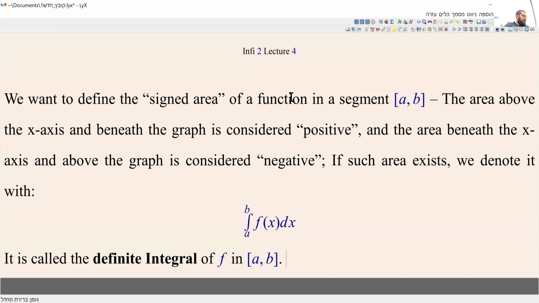As with derivatives, nobody assures us that such an area actually exists, and we'll see that in examples even today. First of all, one could think of an unbounded function that goes straight to infinity. It doesn't have a finite area between the graph and the x-axis. We'll talk about such infinite integrals around lecture 7 or 8. We'll also see some uglier examples, functions that are bounded, but for which the notion of area is not defined.